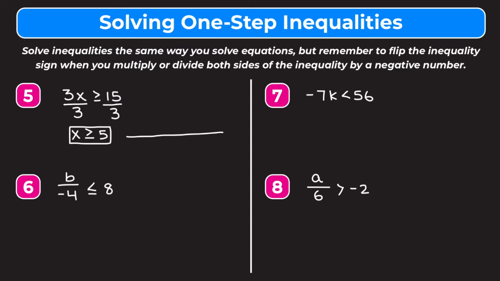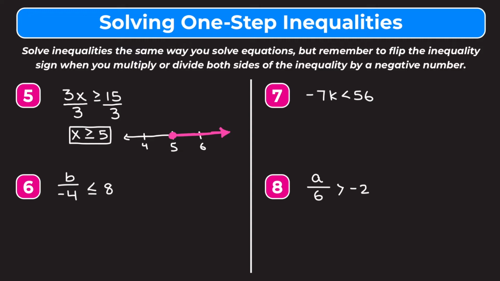And now we're just going to graph this on a number line. So I'll put 5, 4, and 6. Because x can equal 5, we're going to start by putting a shaded circle or a closed-in circle at 5. And x can be anything above 5, so we're going to shade to the right.